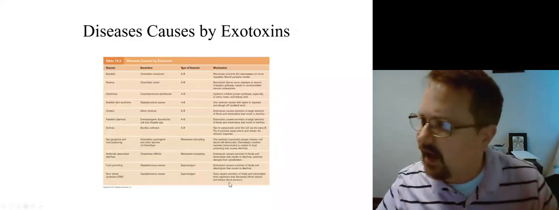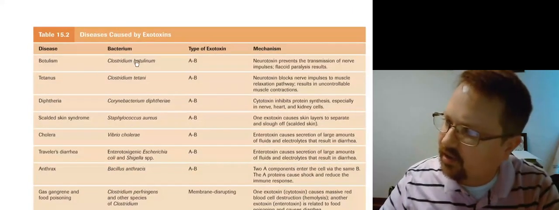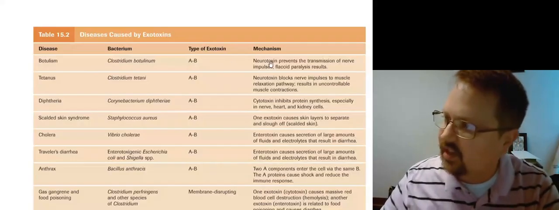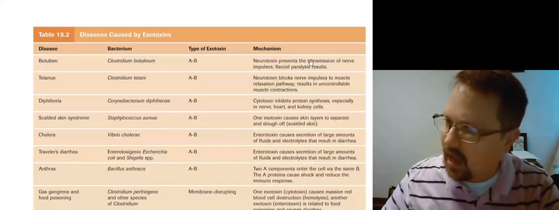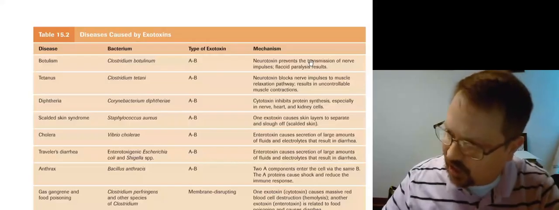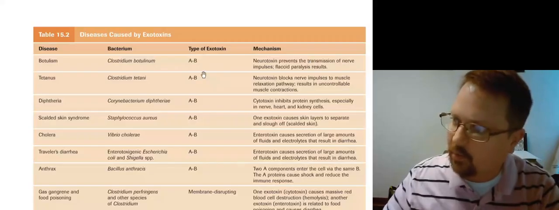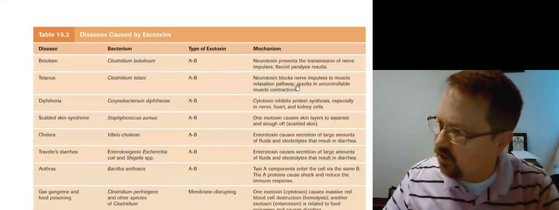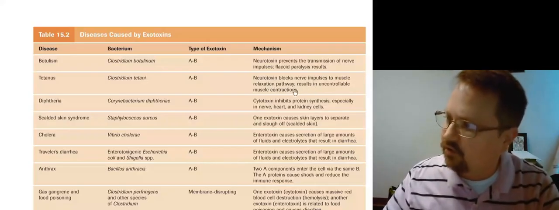So, for example, exotoxins, we have botulism, Clostridium botulinum. There's an AB toxin. It's a neurotoxin, actually prevents the transmission of nerve impulses, causing flaccid paralysis. So if your neuromuscular junction cannot transmit to the muscle, you get flaccid paralysis. Clostridium tetani is an AB toxin, it causes tetanus. Neurotoxin blocks nerve impulses to muscle, causes uncontrollable muscle contractions.